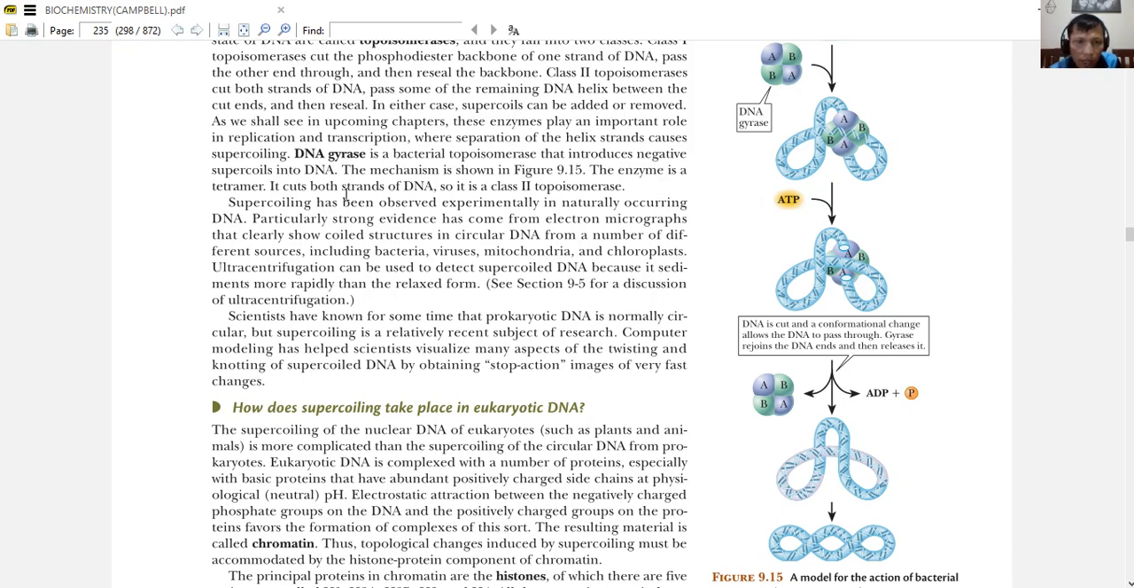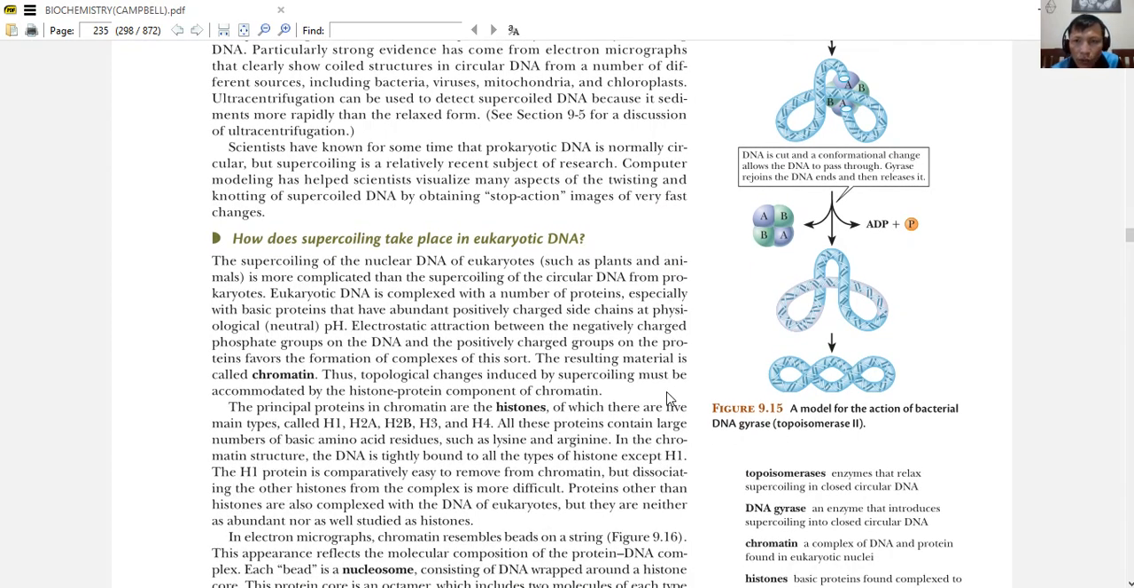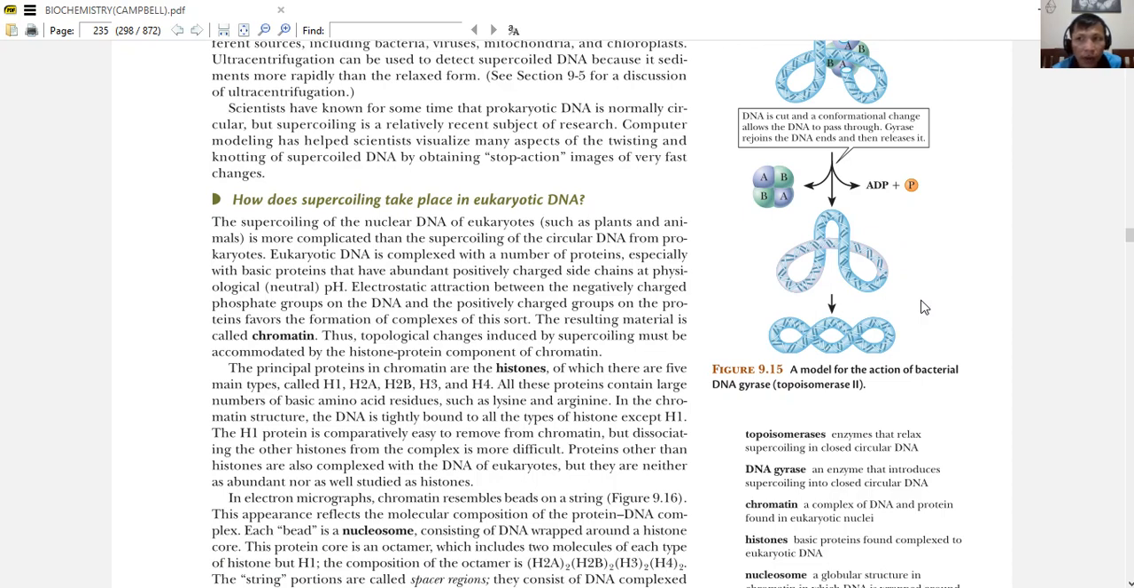Then gyrase, that bacterial topoisomerase. How does supercoiling take place in a eukaryotic cell? A eukaryotic cell is a more complicated cell, just like us. The cell makeup is usually eukaryotic. For simple cells like bacteria, we rule them out as prokaryotic.